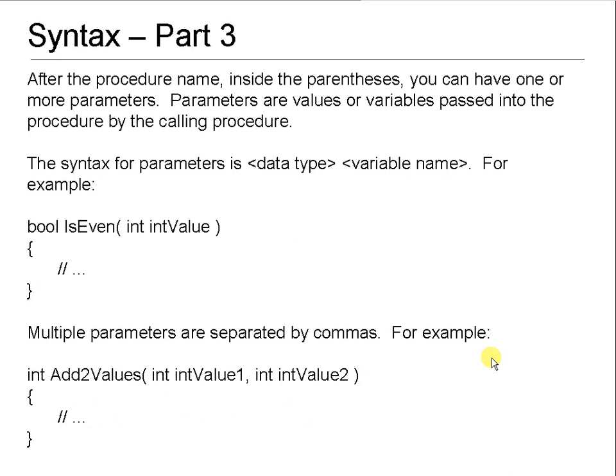After the procedure name, inside the parentheses, you can have one or more parameters. Parameters are values or variables passed into the procedure by the calling procedure. The syntax for parameters is data type space variable name. For example, we have is even and then int value. It passes in one integer variable or parameter, sometimes called an argument, and it is named int value. Now, multiple parameters can be passed in, and if you do, they are separated by a comma. So here we're having a function int add two values that presumably takes two values, value 1 and value 2, adds them together and returns the total.